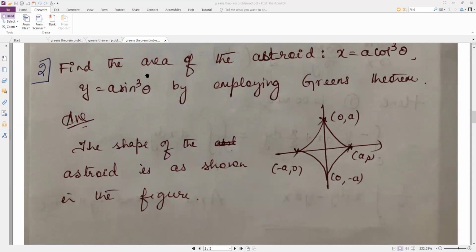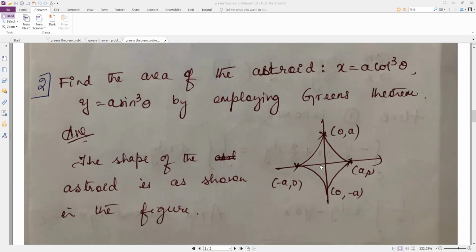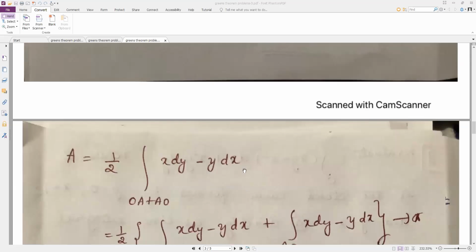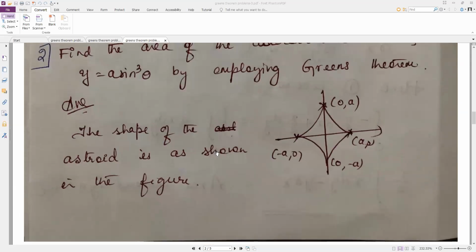Okay, so we need to find the area now. So this is the shape of the asteroid. It is a star shaped curve. And what are the coordinates? This is 0, a, 0, minus a, a, 0, minus a, 0. So what is the area formula? You know, area is half x dy minus y dx. Remember this. So line integral.